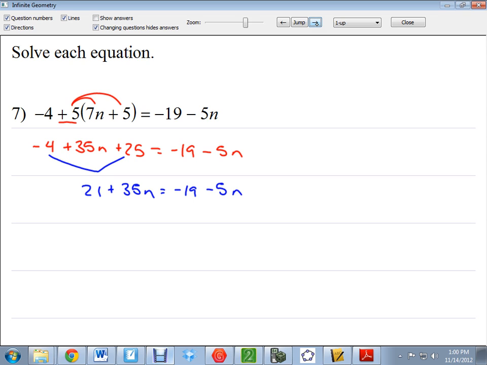Alright, why would you add 5n to both sides? A lot of people like to do that to get rid of the negative. They would add it to both sides. You could have subtracted the 35n from both sides. That would have also worked.